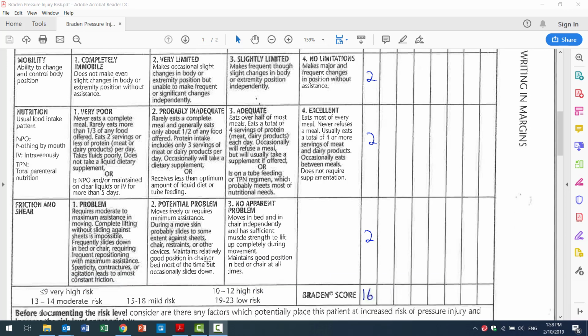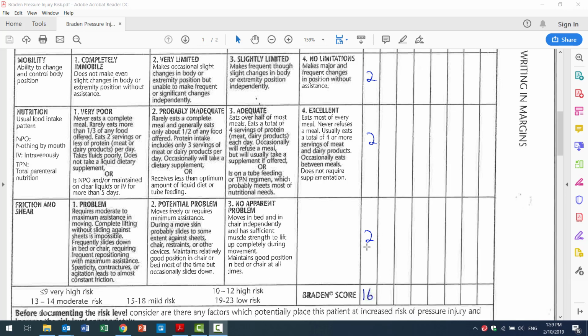This occurs when caregivers or patients try to move themselves up in bed and they drag body parts on the sheets. So for example, no apparent problem: the patient is able to move in bed and in the chair independently and has sufficient muscle strength to lift up completely during the movement. They're also able to maintain good position in the bed or chair at all times, meaning they're not sliding down, because that can cause shear as well.